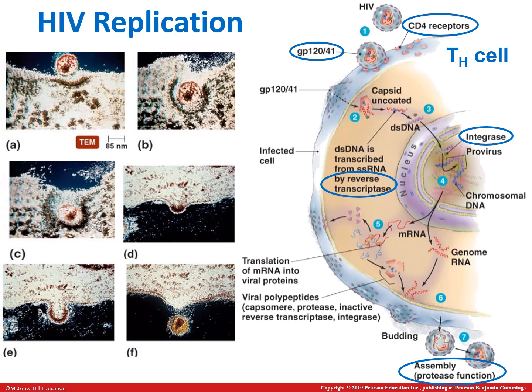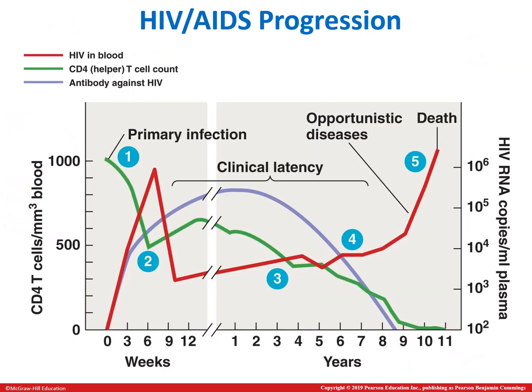Once it inserts itself into the host cell, it then copies itself by way of reverse transcriptase, integrates into the host chromosome, then assembles and releases by way of protease enzymes. So remember that HIV and AIDS are two different things. HIV is the virus, while AIDS is the result of a long-term HIV infection.